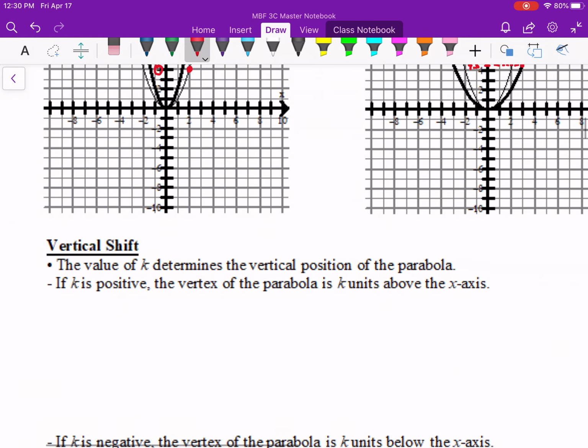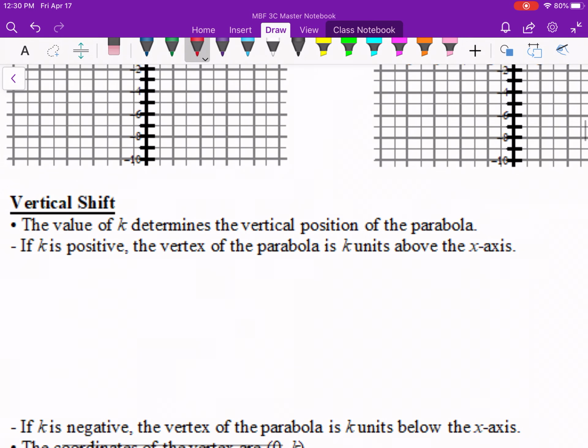What does it do? Well, it's pretty straightforward. It's just a vertical shift. In other words, it moves it up or down. So it's going to move the whole parabola up or down. If k is positive, then the vertex of the parabola moves up, and if it's negative, it's going to move down.